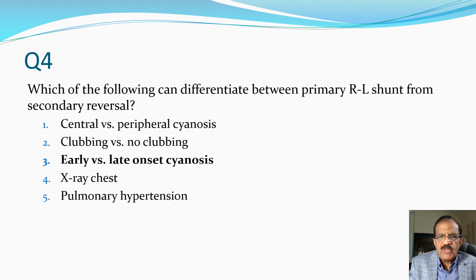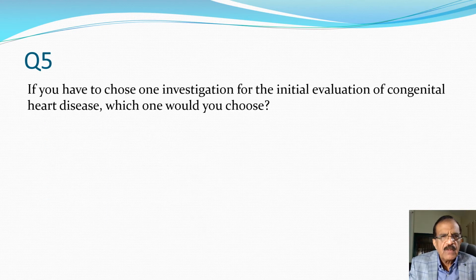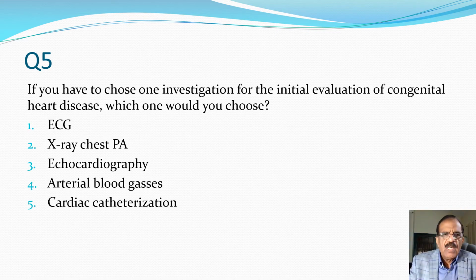Let's have another quiz now. If you have to choose one investigation for the initial evaluation of congenital heart disease, which one would you choose? I think this should be easy. You have a choice of ECG, X-ray chest PA, echocardiography, arterial blood gases, or cardiac catheterization.